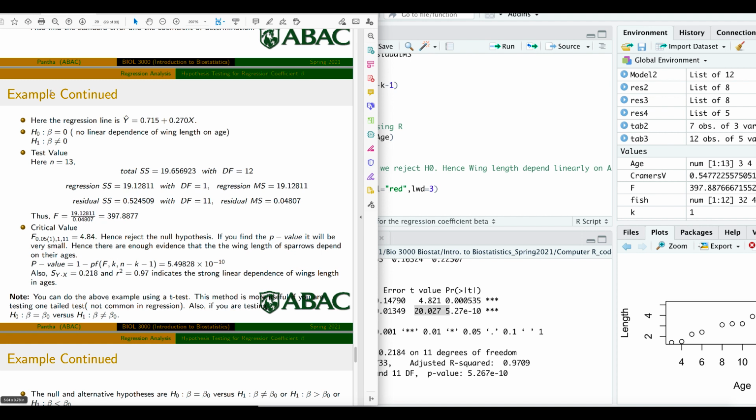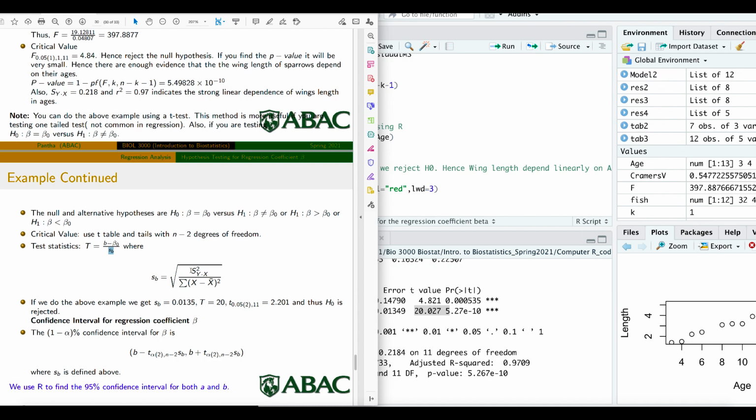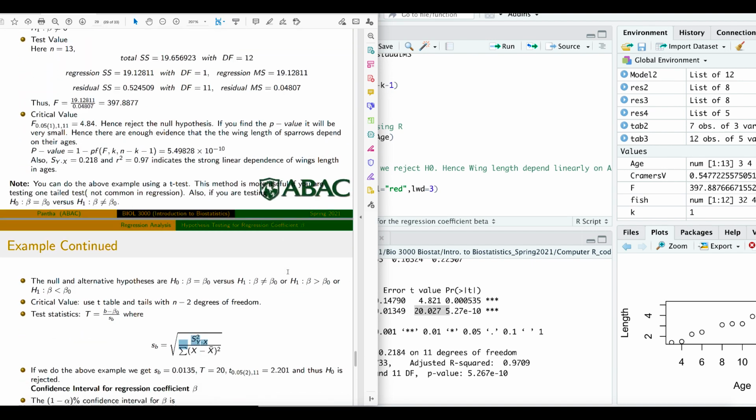This method is more useful if you are testing one-tail. Also, if you are testing beta equals 0 versus beta not equal to 0, it is here, but if you have some other number, then the t-test method is more useful. In the t-test method, the null and alternative hypotheses of this problem are beta equals beta 0 versus not equal to beta 0, greater than beta 0, or less than beta 0. Okay, and for the critical value, use the t-table with n minus 2 degrees of freedom, and depending on less or greater, you find those critical values, right? And to find the test statistic, you do b minus beta 0 over s sub b, where beta 0 is the right side of the null hypothesis, b is the sample regression coefficient, and s sub b is the square root of s square yx divided by the summation of x minus x bar squared, where x bar is the mean of x. Okay, s square yx is the residual mean square, right? That's what we said, right? Residual mean square, that's what is on the top.